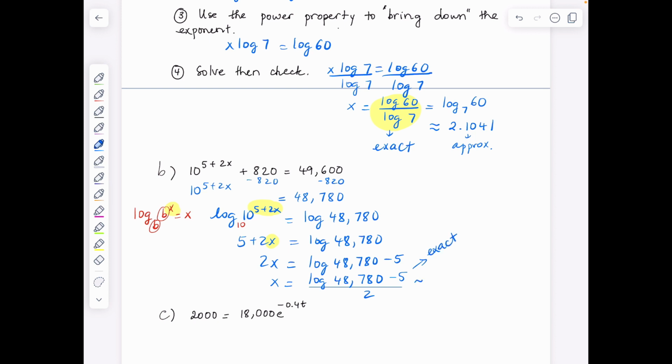But if you were to use the calculator and calculate this out to get an approximate answer, you should get negative 0.1559, rounded to 4 decimal places.